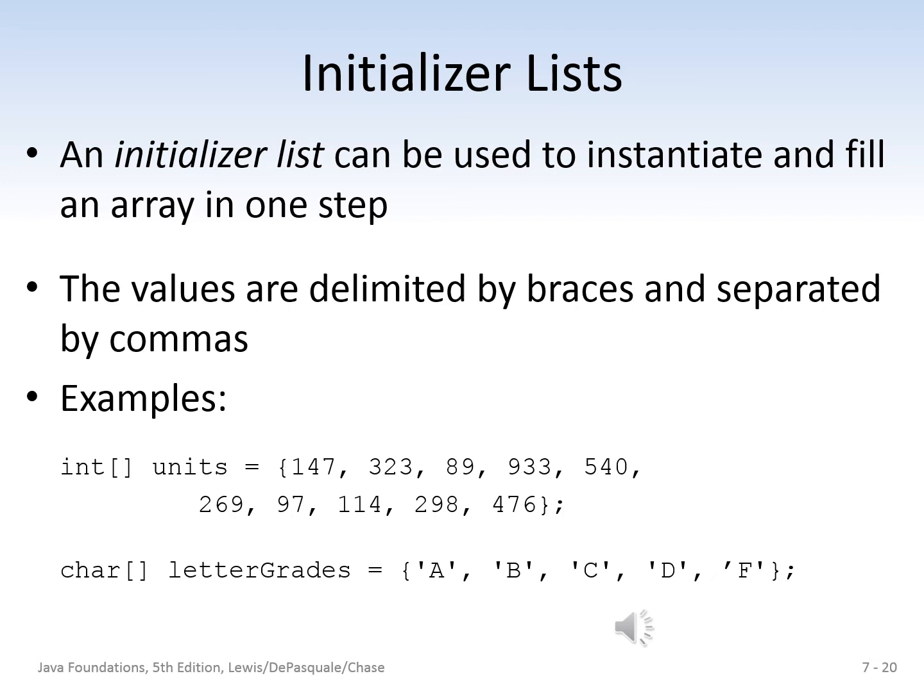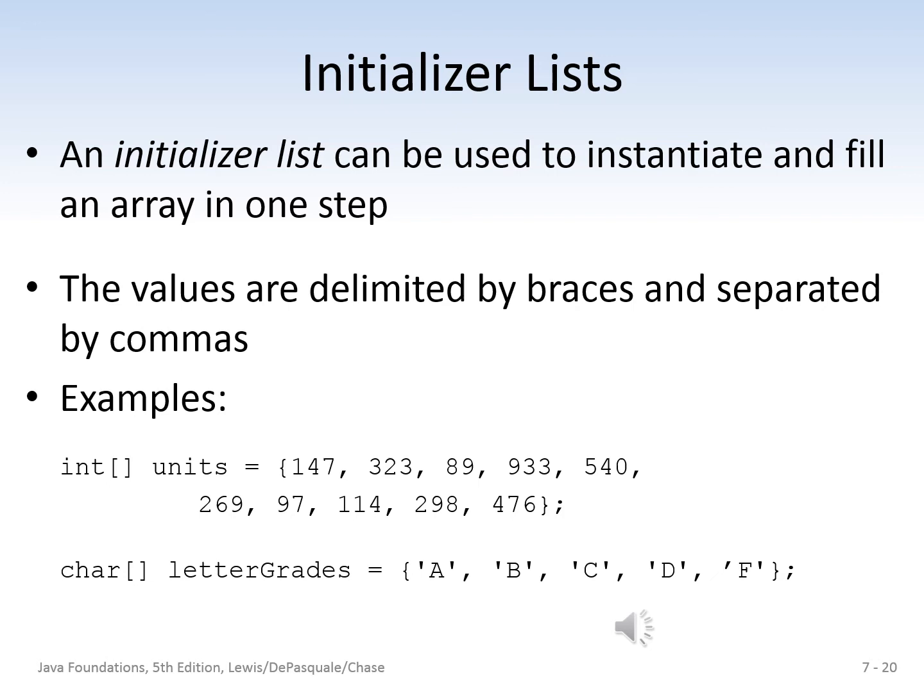As we learned in C++ in the prerequisite course, an initializer list can be used to instantiate and fill an array in one step. Here are some examples. int[] units, and we will fill it with, looks like 1, 2, 3, 4, 5, 10 elements. So its size will be set at 10.